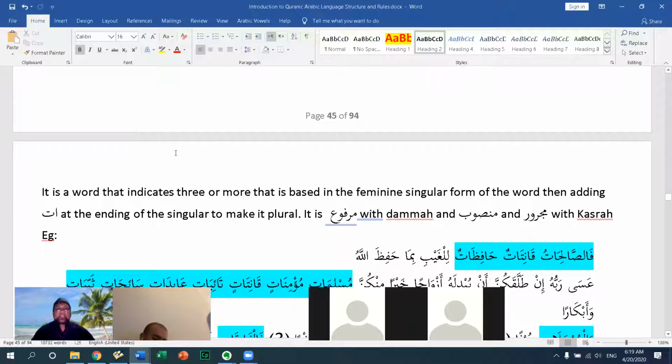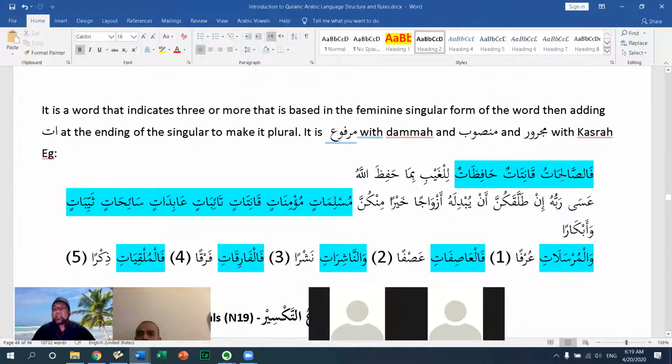It is a word that indicates three or more that is based on the feminine singular form of the word, then adding alif and ta at the ending of the singular to make it plural. For instance, صالحة الصالحات, قانتة becomes قانتات, حافظة becomes حافظات. And then we have مسلمات مؤمنات قانتات تائبات عابدات سائحات ثيبات. And all of these المرسلات العاصفات الناشرات فالفارقات فالملقيات.